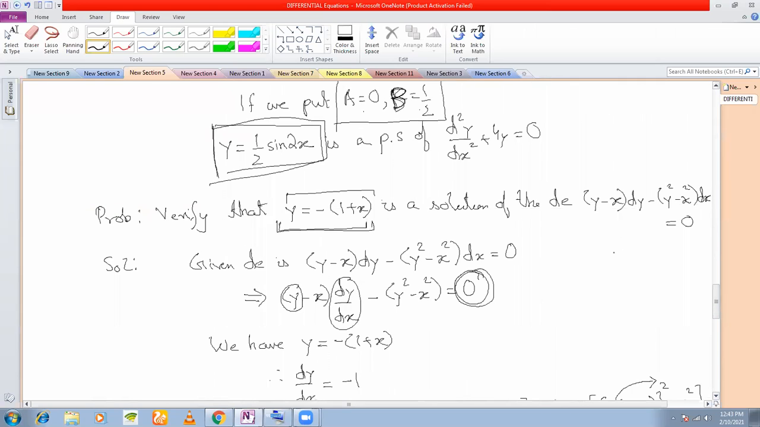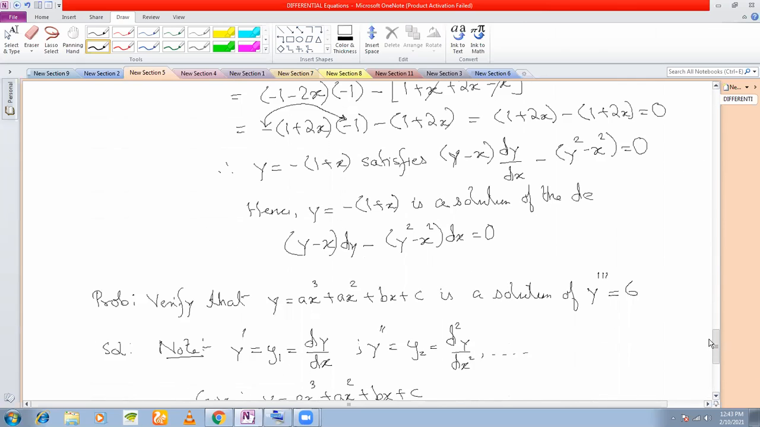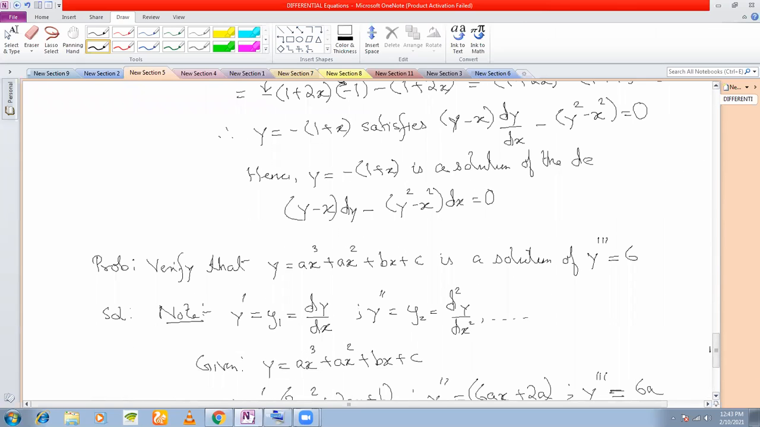Let's see this one that I have. If you see, what is the order of this differential equation? Order is 3. How many arbitrary constants? A is one arbitrary constant, B and C. There are 3 arbitrary constants. Clear?